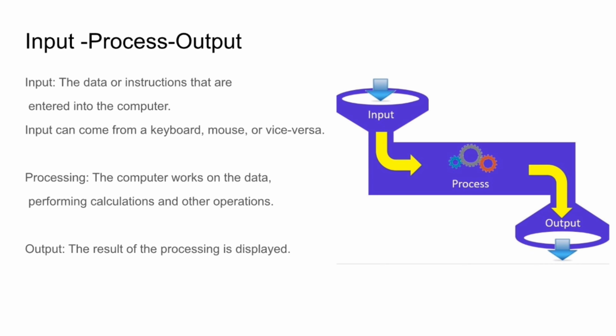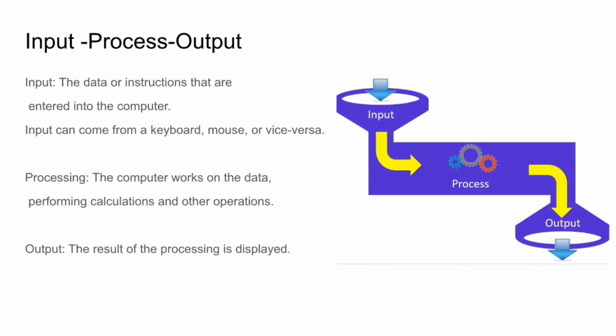We discuss what IPO is. IPO means input, process, and output. Input means the data or instructions that are entered into the computer, which means what a user gives to the computer. It comes from a keyboard, mouse, or vice versa.